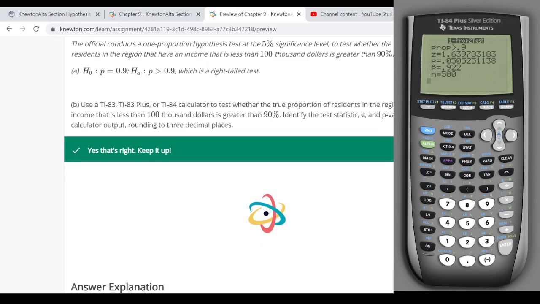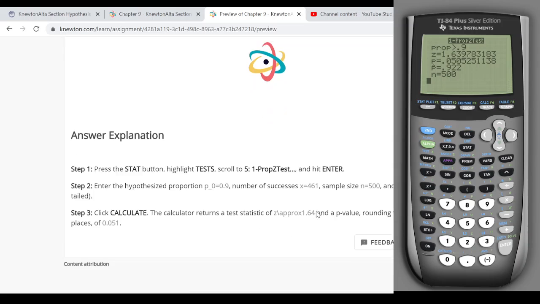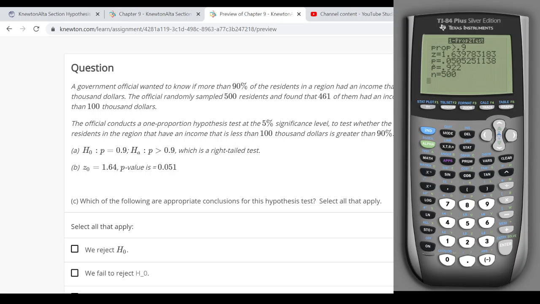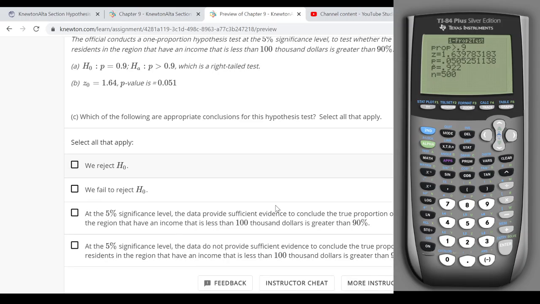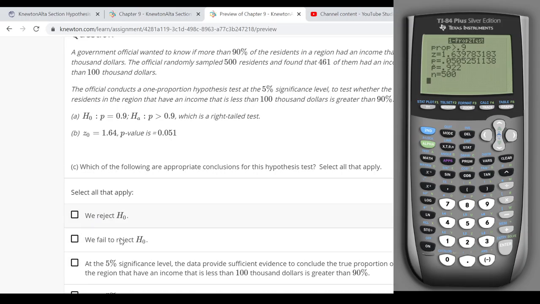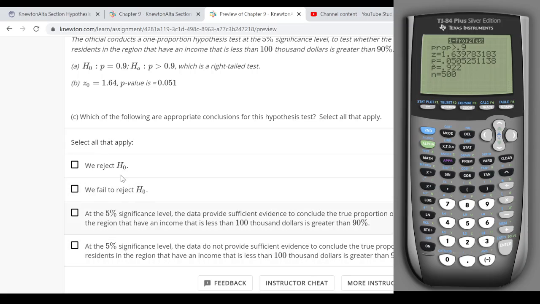All right, so that's all they're asking me to enter here. Wonderful, great, and they talk about how they entered things in the calculator. And then I'm pretty sure they're going to have me now make a conclusion. Yes. So part C, which of the following are appropriate conclusions for the hypothesis test? So first you make a decision, and it says select all that apply. So one of these two and then one of these two. Do we reject the null hypothesis or not?